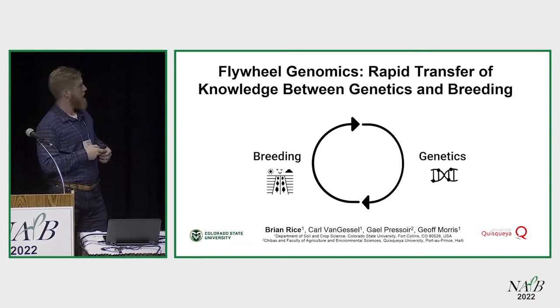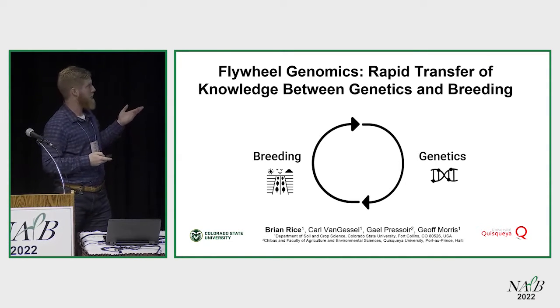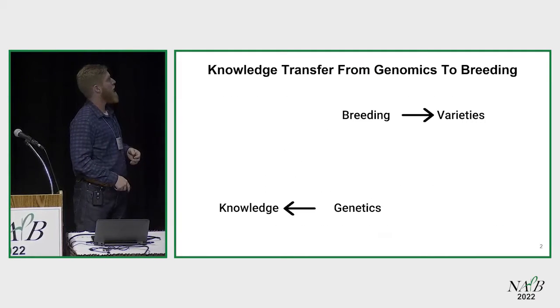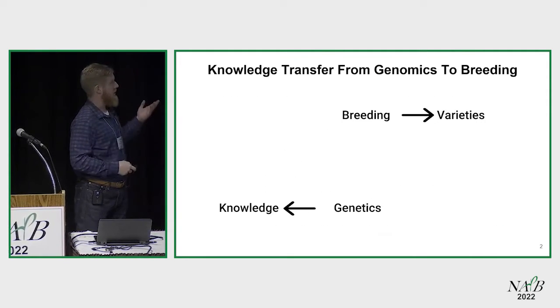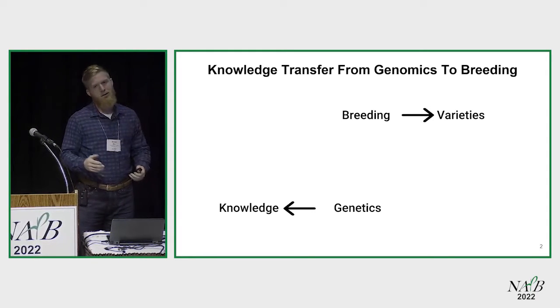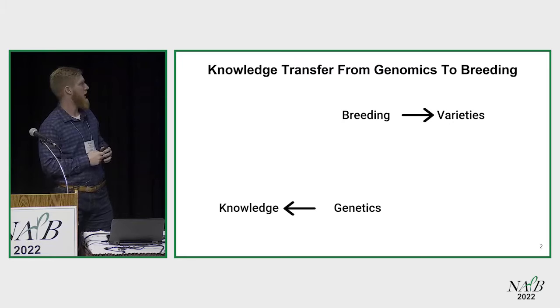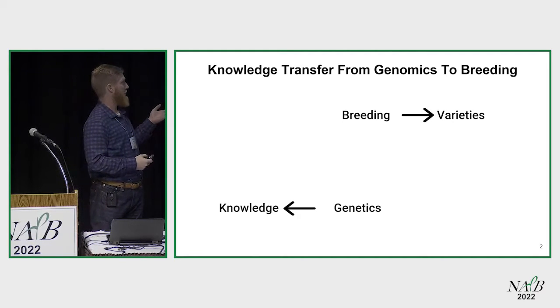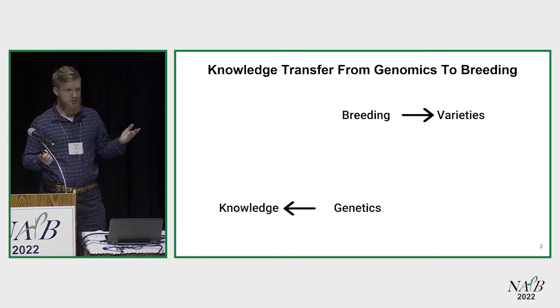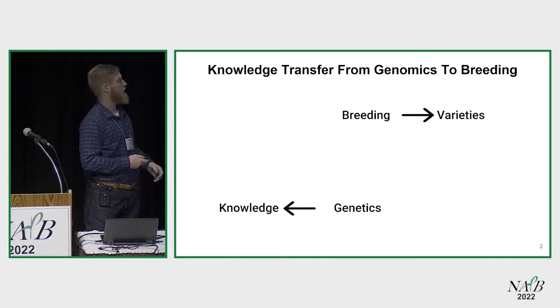So today I'm going to talk about this relationship between genetics and breeding and my philosophy on it. I took a stab at describing the purpose of breeding: to release varieties. Breeding is very good at this. And I took a stab at describing the purpose of genetics, and from a non-applied perspective, we're producing knowledge, right?